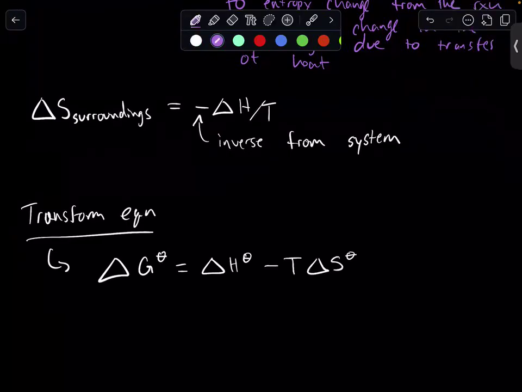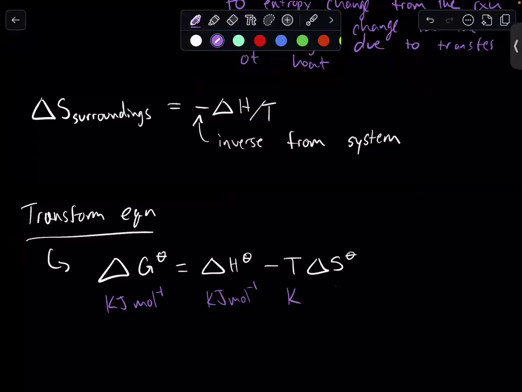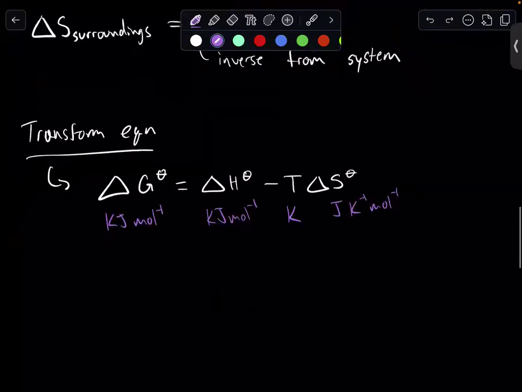A couple things of note: Gibbs is in kilojoules per mole. Delta H is in kilojoules per mole, T is in Kelvin, but delta S is going to be in joules per Kelvin per mole. So you have to rectify the fact that this is in kilojoules and that's in joules. So whenever you do calculations, you're going to have to divide by 1,000 for your entropy values.